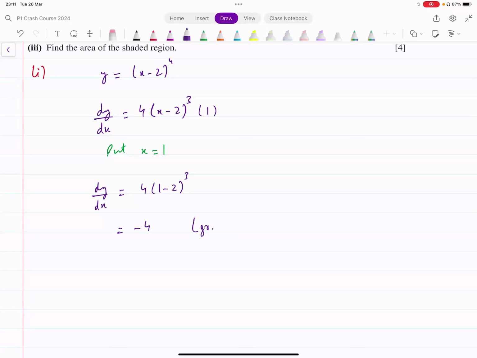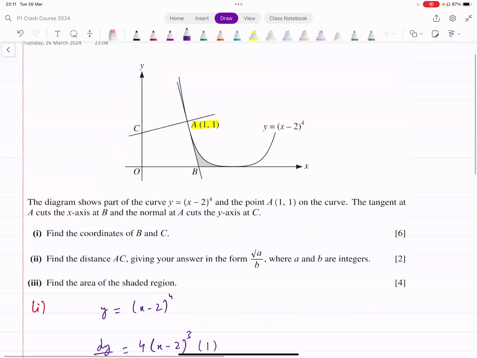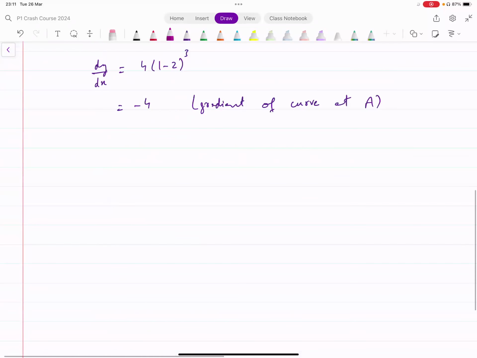This is the gradient of the curve at A. At the point A, the gradient of the curve is -4. So that's what we have figured out. Now, can we write down the equation of the tangent and the normal? Let's start with the tangent first of all. We have the normal as well.